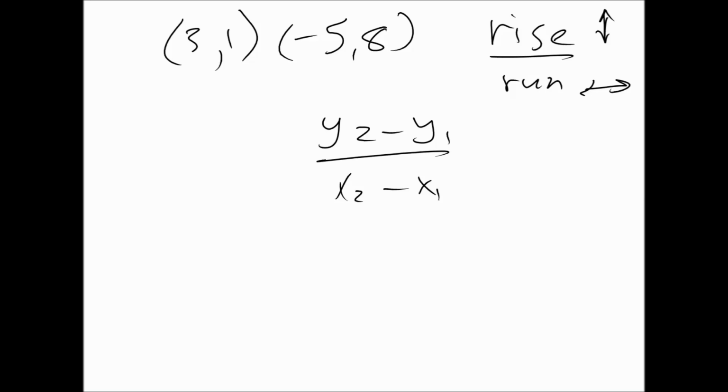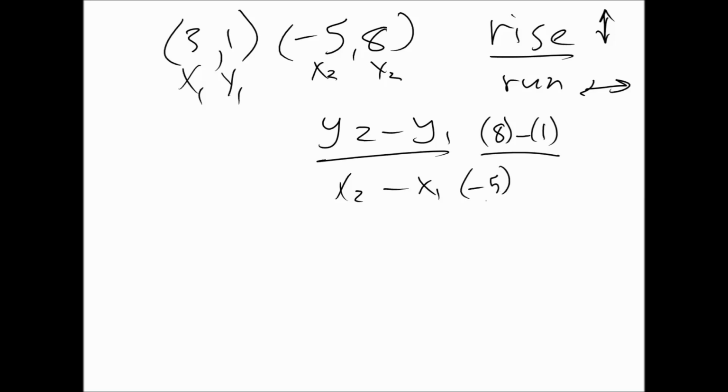And to find it, you just use the equation y2 minus y1 over x2 minus x1. You need to know what these values are, so they're up here. They're x1, y1, x2, y2. Then you're just going to plug them in. Remember, when you plug numbers in, always use parentheses. I will expect to see this, and it's really going to help you in the long run. So y2 is 8, minus y1 is 1, and x2 is -5, minus x1, which is 3.